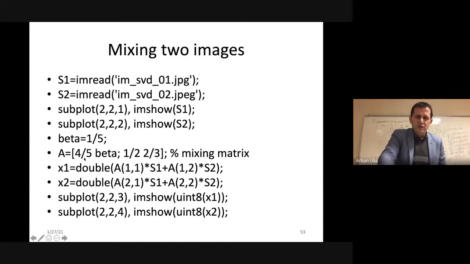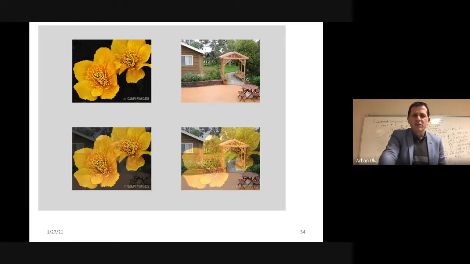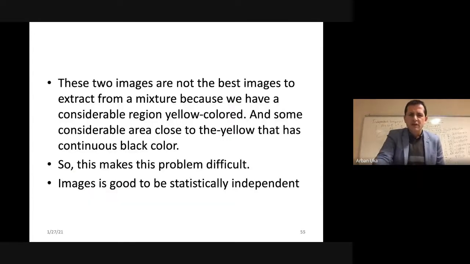Then we mix those and we obtain X1 and X2, which are two different images, which are going to look like this. This one is made up by picking up 80% of the yellow flowers and 20% of the garden picture. And the second image at the bottom right side of the screen is composed by getting 33% of the flowers and 67% of the garden image.